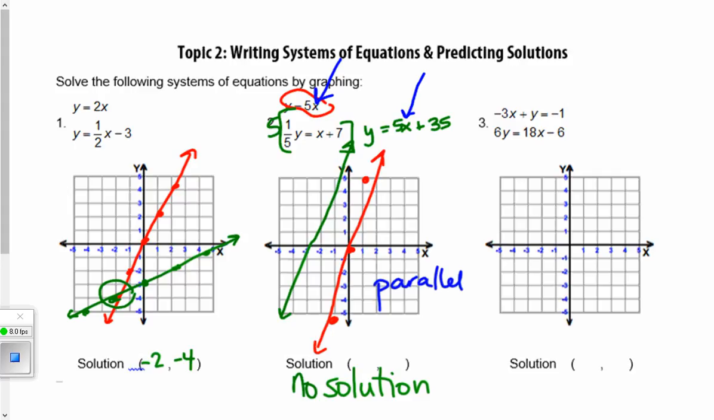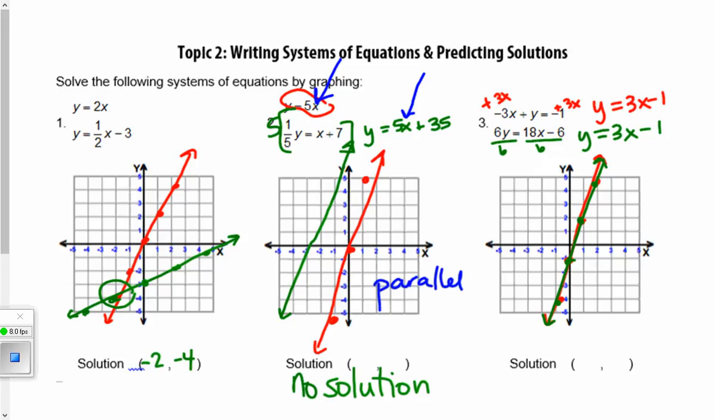Number 3 over here, I need it to look like y equals mx plus b, so I'm going to add 3x to both sides. My first one, so -1, up 3/1. Okay, then I go to make my second equation. I need to solve for y, so I'm going to divide by 6, so y equals 3x minus 1. Well, there's -1, there's my slope of 3. This looks familiar, right? What do we know? It's literally the exact same line, written twice, okay? So if I was to say, well, what are the intersections here? Well, it's literally intersecting at every single point, okay?